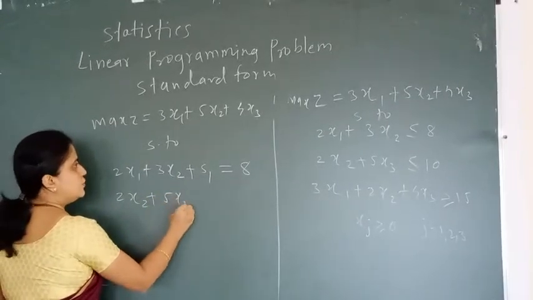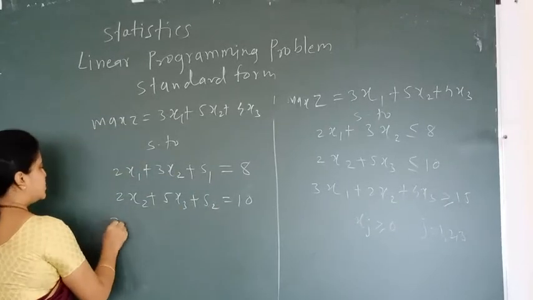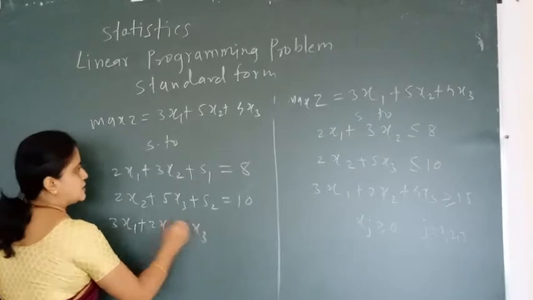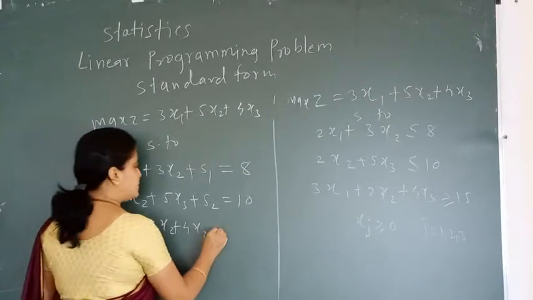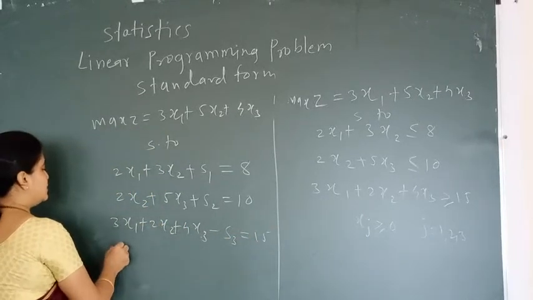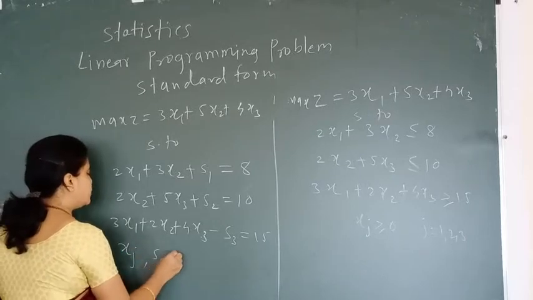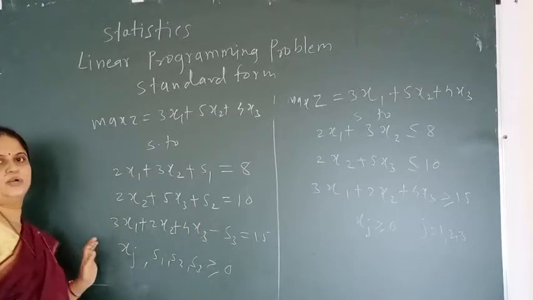2x2 plus 5x3 plus s2 is equal to 10. Next will be 3x1 plus 2x2 plus 4x3. Since it is greater than or equal to, I need to subtract s3, is equal to 15. And over here, the non-negative restrictions are xj, comma s1, s2 and s3, all are greater than or equal to 0.